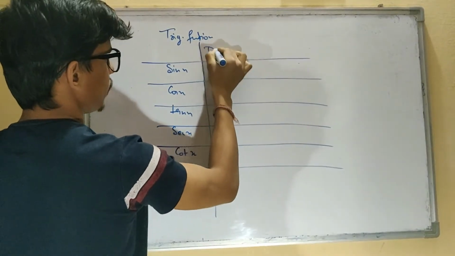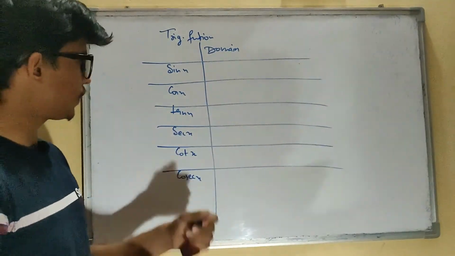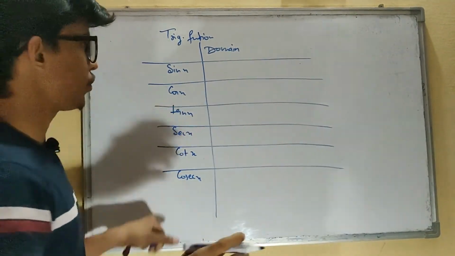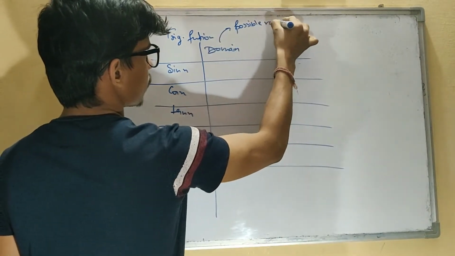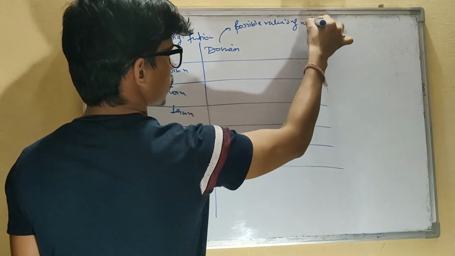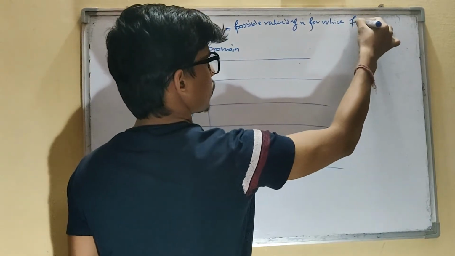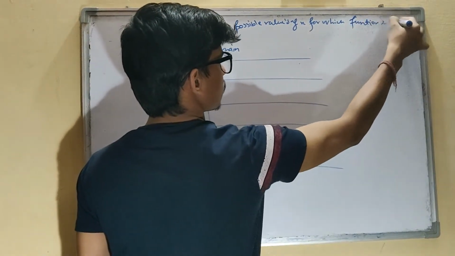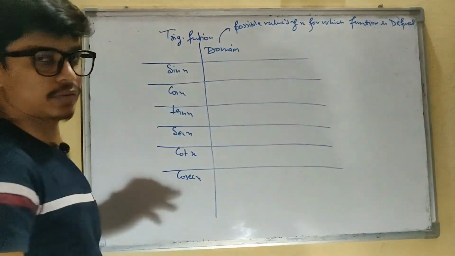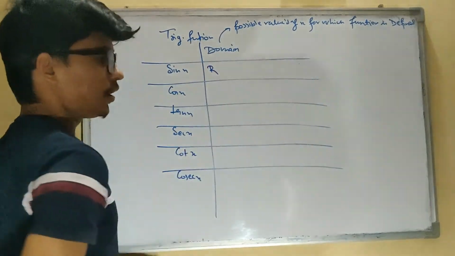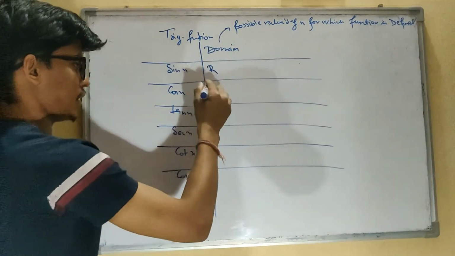So first of all, domain. What do you mean by domain? The possible values of x for which the function is defined. You make a note of it. So x could be anything. R represents all real numbers. For any value of x, sin x is defined. That is why here it is R, and here it is R.